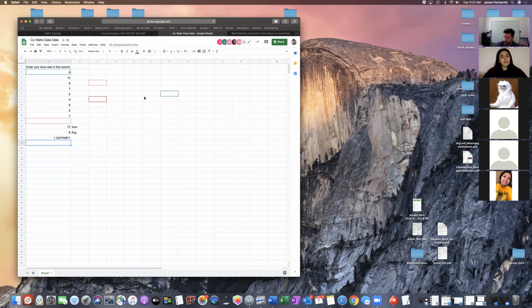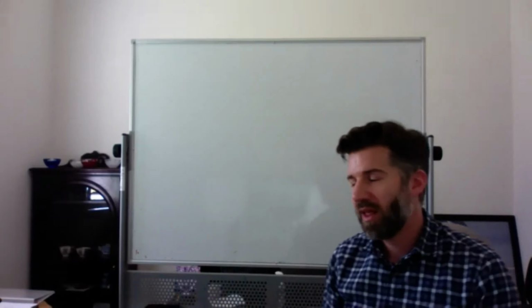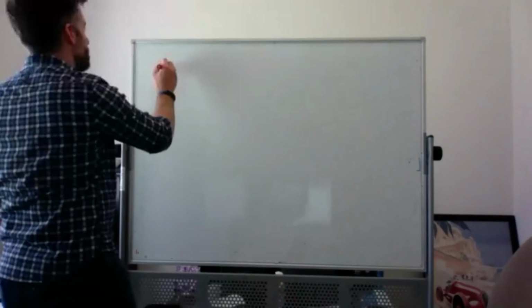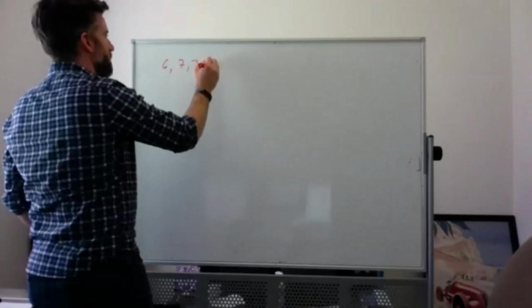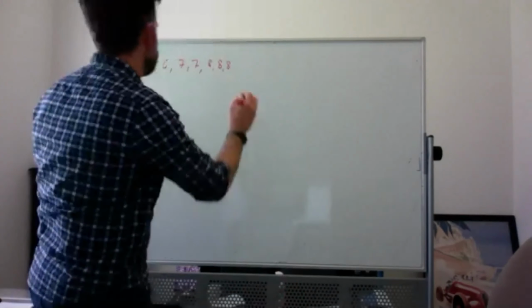So let's go actually do this calculation by hand. Even though I would generally say calculations by hand are not gonna be your best friend in this class. Occasionally, sure, but not really. So here's our data, and I'm gonna write it in order. I got a 6, 2 sevens, 3 eights, 2 nines, and a 10.